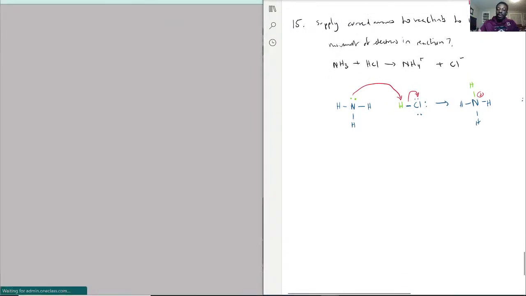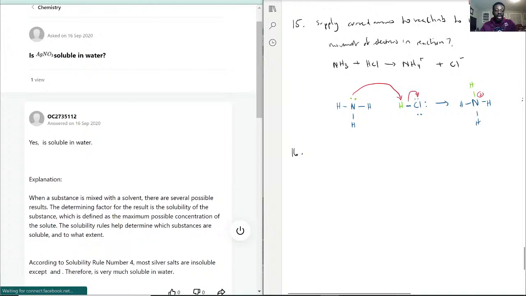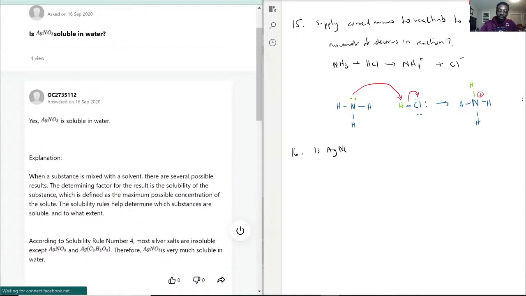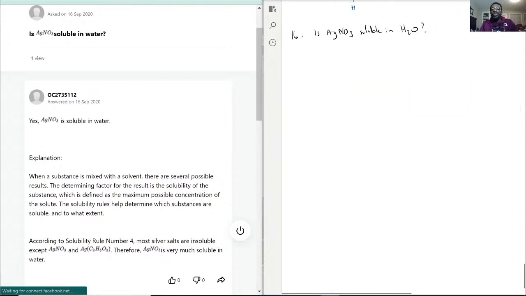Now, question number 16. This question is asking, is AgNO3 soluble in water? For this, unfortunately, these are things you kind of have to memorize. There's a giant solubility sheet, but the biggest hint I will tell you here is that most, if not all, things combined with nitrate, which is what this ion is, are soluble. This is a nitrate ion, NO3 minus. Most things combined with the nitrate ion are going to be soluble in water. That is really the trick to this question.